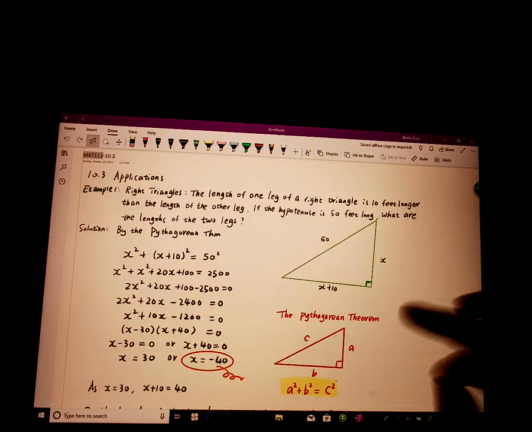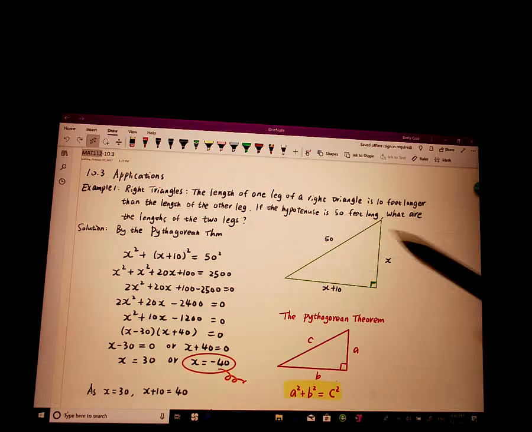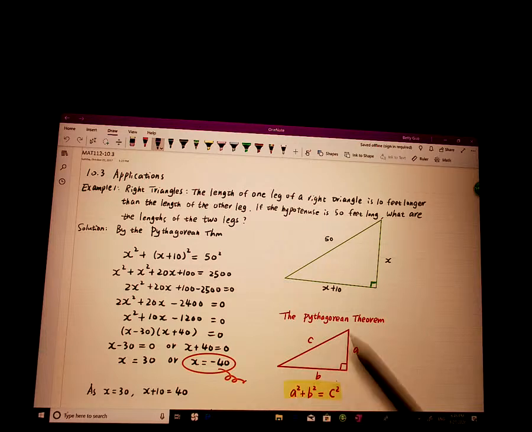First example, right triangles. The length of one leg of a right triangle is 10 feet longer than the length of the other leg. If the hypotenuse is 50 feet long, what are the lengths of the two legs? So this problem is about a right triangle. What is a right triangle? Look at this one. This is a right triangle.